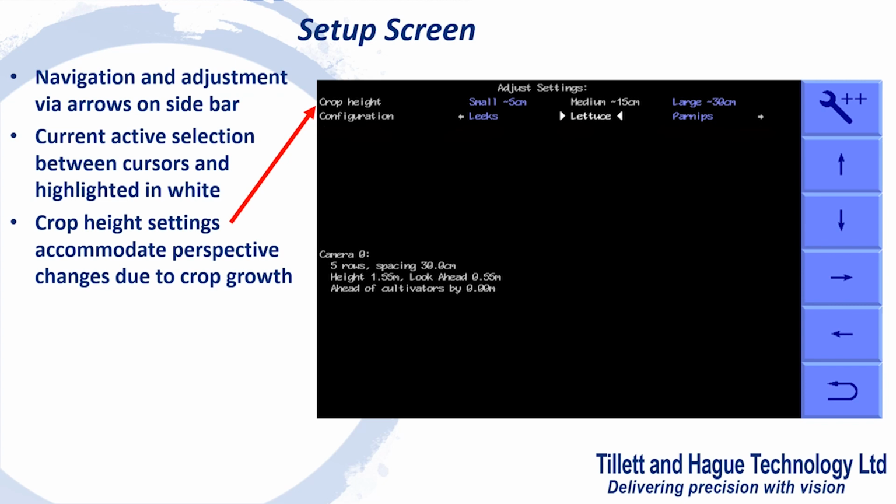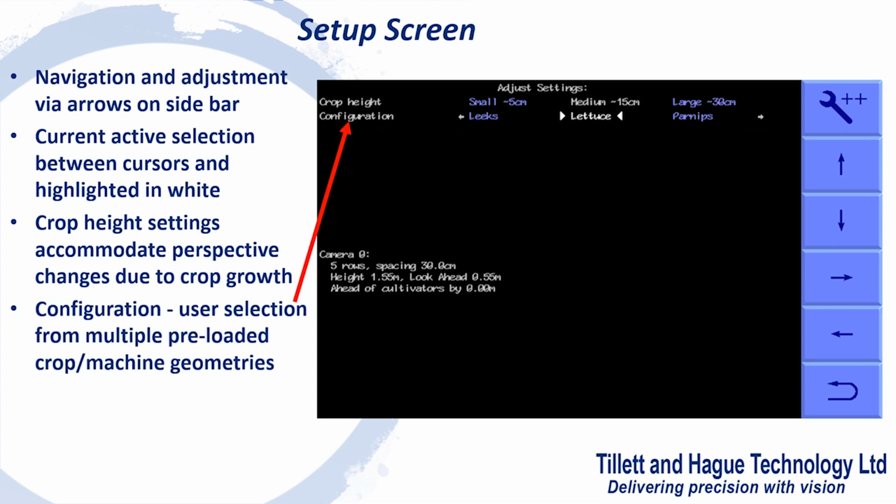You can also select from preloaded crop and machine geometries to match your current job configuration. You can have several preset geometries stored as configurations, so it is not necessary to adjust row spacing or camera height values between jobs, as these can be pre-entered and the appropriate one quickly selected in the field by simply moving the cursor over it.